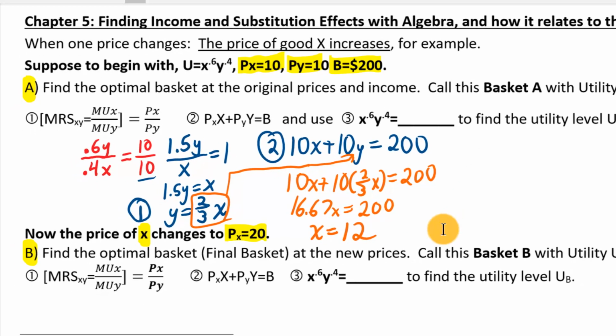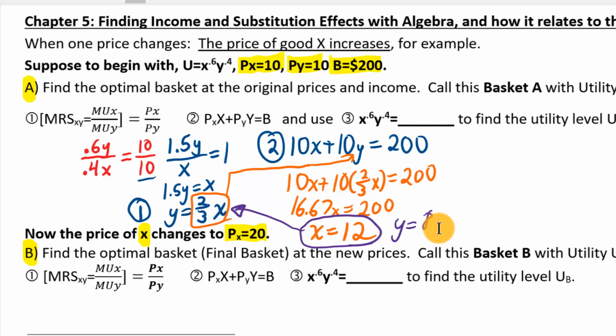Now we want to figure out how much Y we would get. We take X equals 12 and plug it back into this equation, and that will tell us how many Y's we'd get. So what's 2/3 of 12? It should be 8. So Y equals 8.